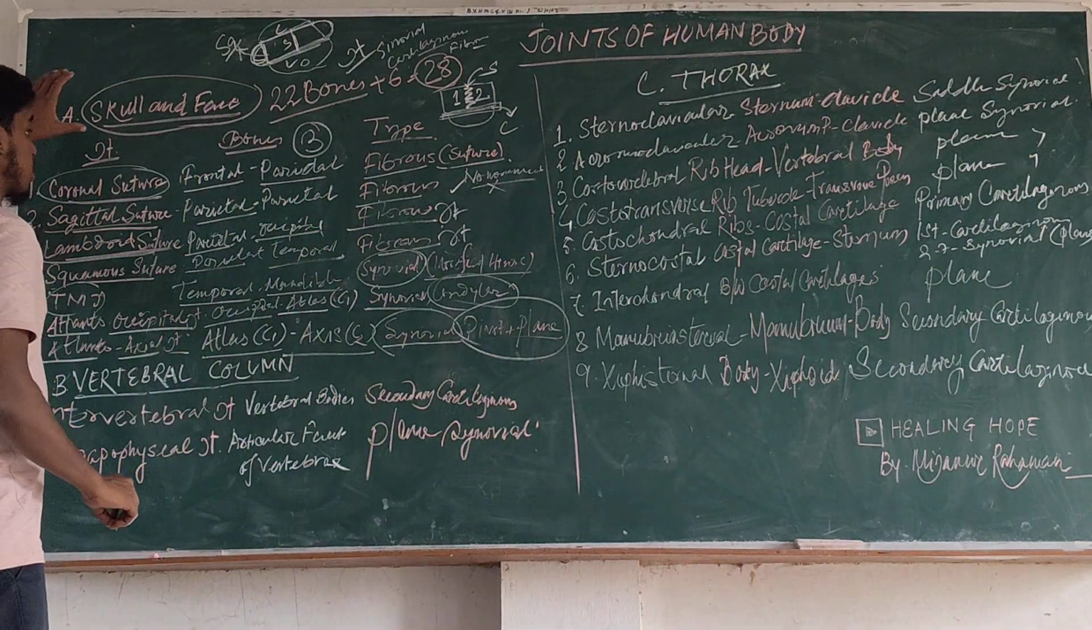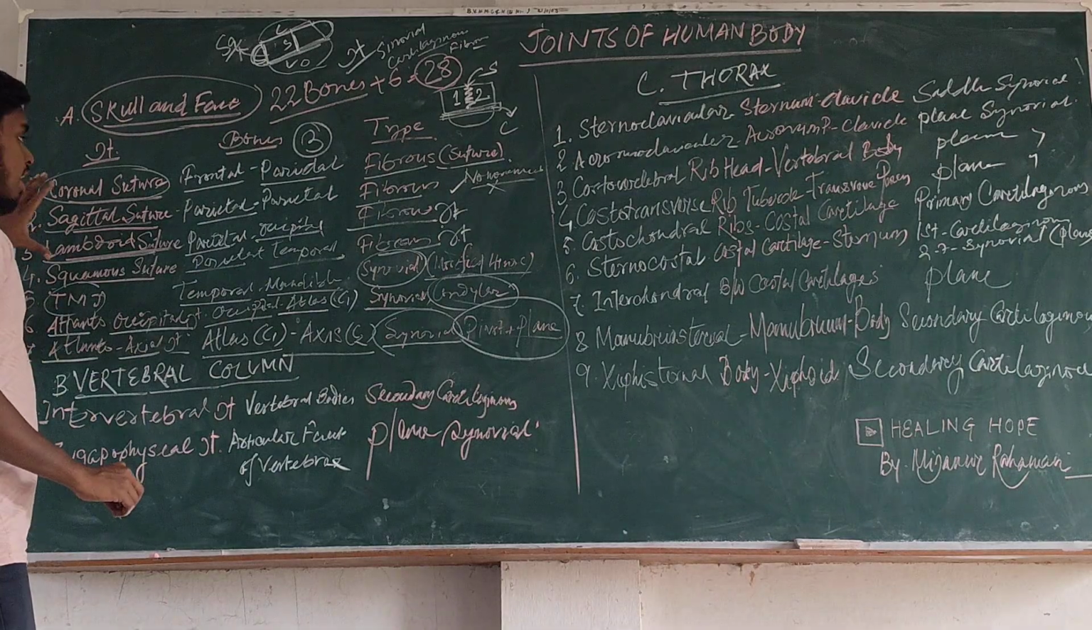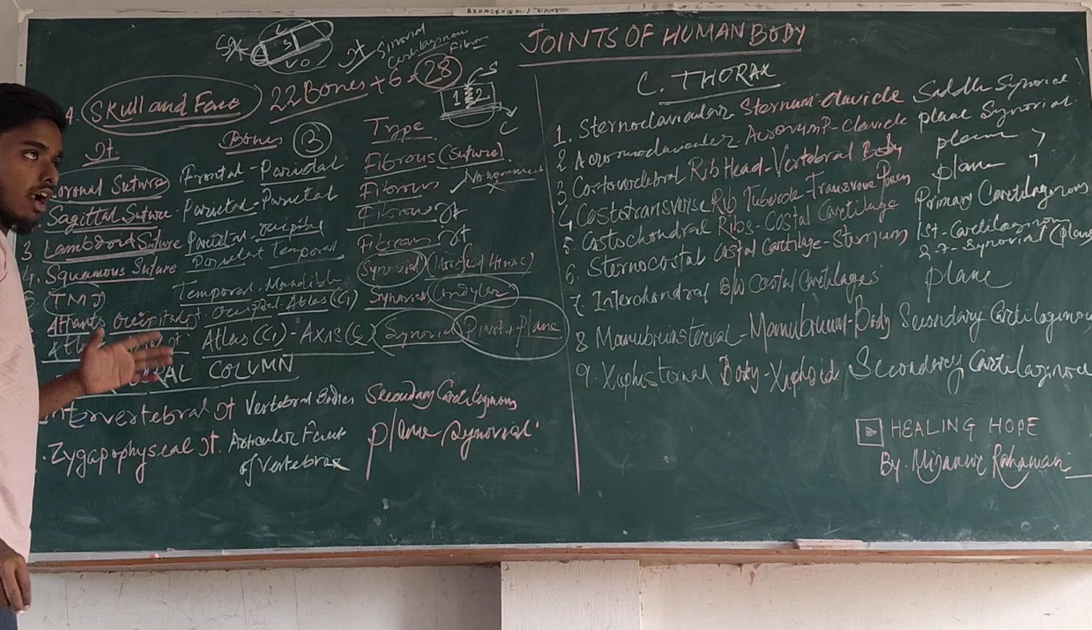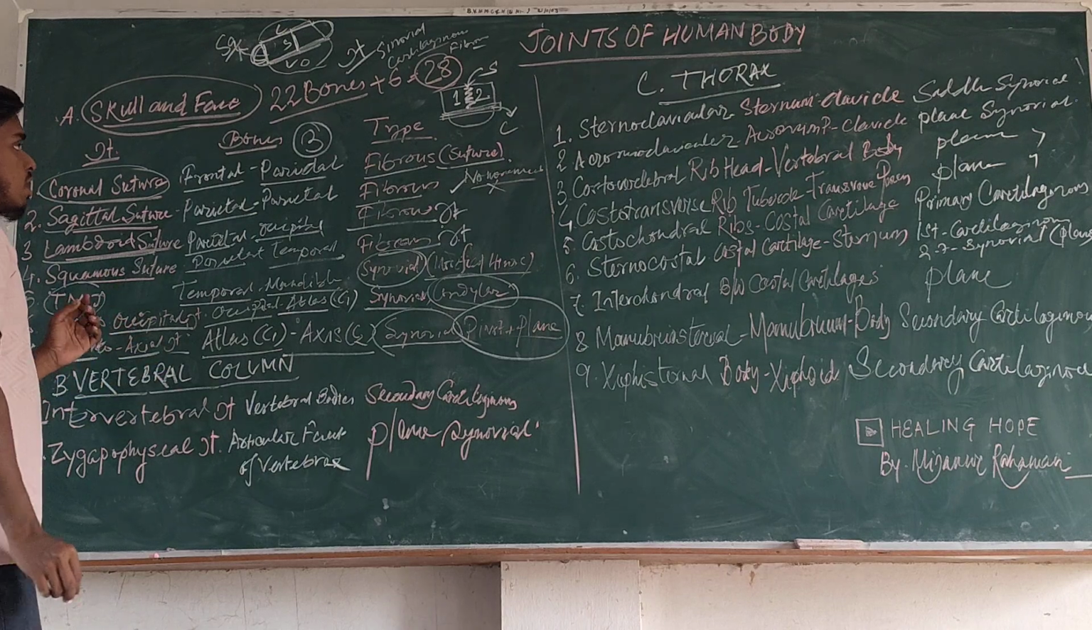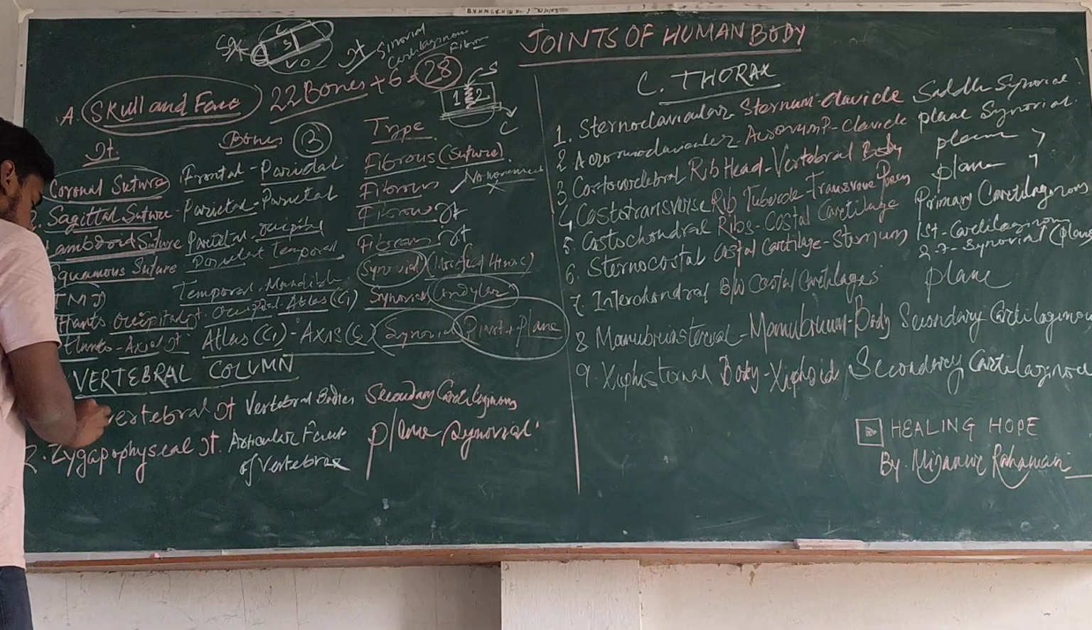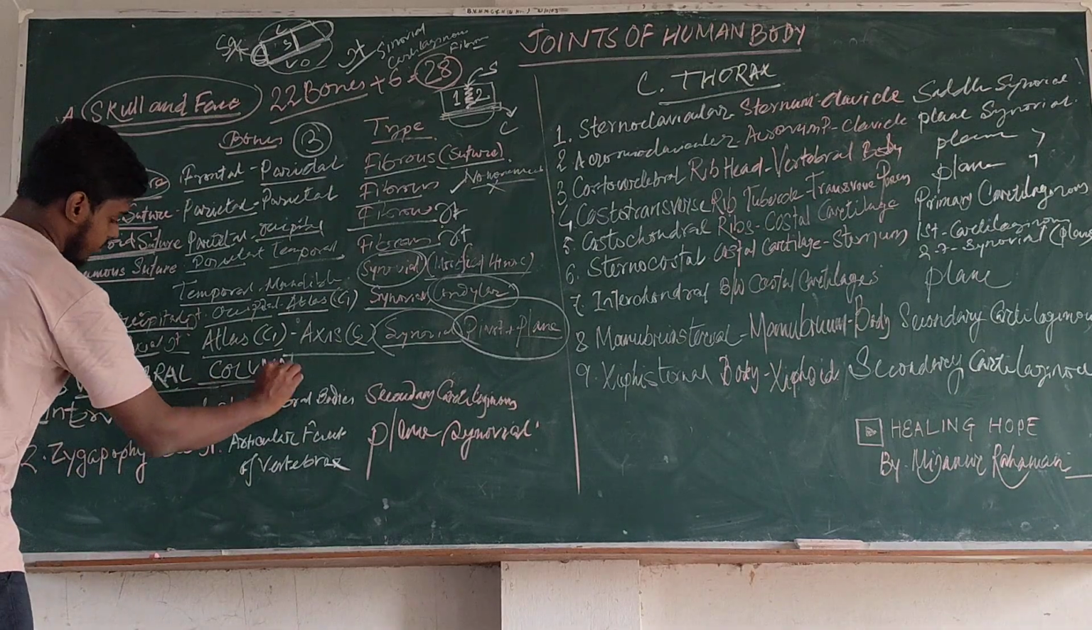So these are the joints of skull and face. These are the 7 main joints. Except this, there are 4 related bones.